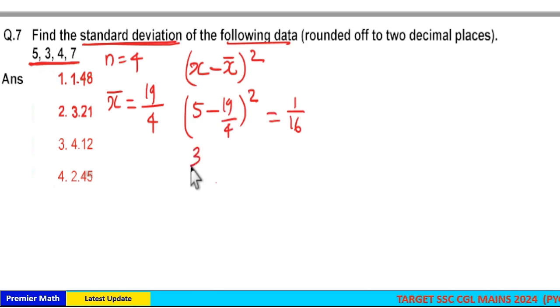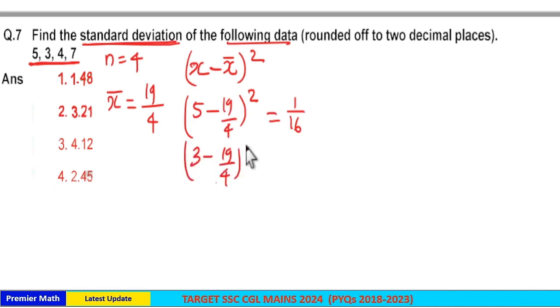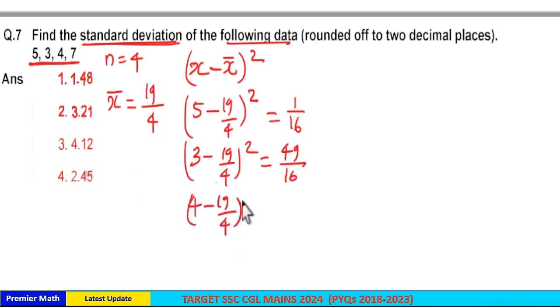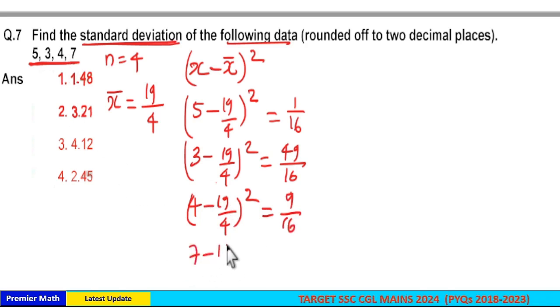Same way, 3 minus 19 by 4, then square it. 3 into 4 is 12, 12 minus 19 is minus 7. So (7 by 4) square is equal to 7 square is 49, 4 square is 16. Now again, 4 minus 19 by 4, the whole square. 4 into 4 is 16, 16 minus 19 is minus 3. (3 by 4) square is 9 by 16. Again, 7 minus 19 by 4, the whole square. 4 into 7 is 28, 28 minus 19 is equal to 9. So, (9 by 4) square is equal to 81 by 16.